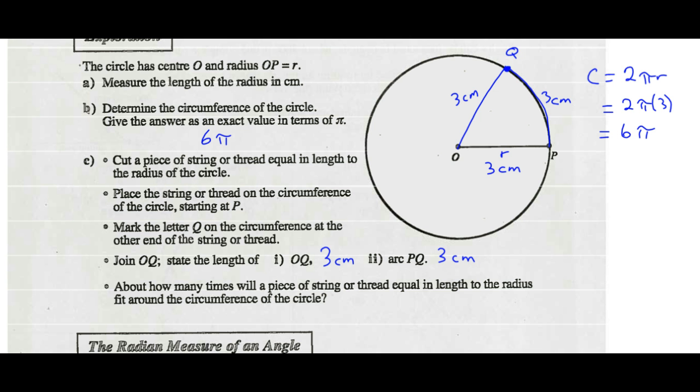About how many times will a piece of string or thread equal in length to the radius fit around the circumference of the circle? So if you keep measuring out this length, you keep going around another one, 4, 5. So it's about 6 times you should get. So a bit more than 6. If we kept going that distance around with the length of the string, we should get a bit more than 6.